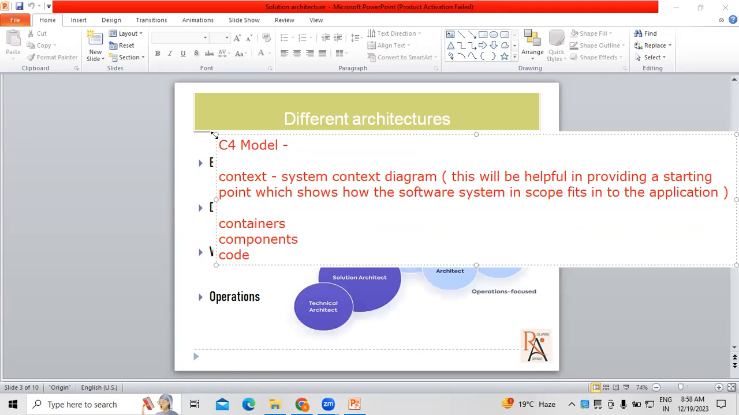So context is a very high level diagram, sir. It is an absolutely high level approach over the solution. What is it that we want to develop? Because there are both functional and non-functional aspects that have to be considered.